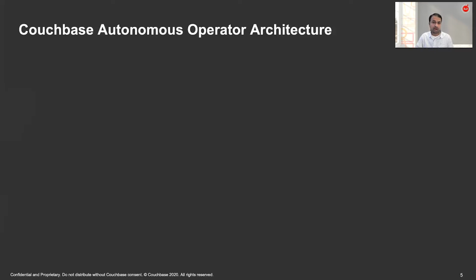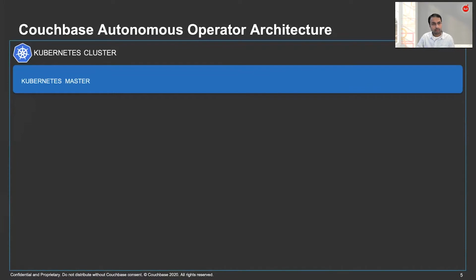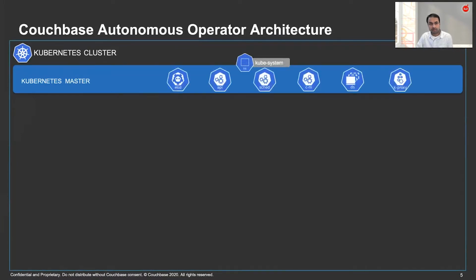Couchbase Autonomous Operator architecture. As you can see here, the primary and main component when it comes to the Kubernetes cluster is the Kubernetes master. The Kubernetes master is the main node responsible for managing the entire Kubernetes cluster. It handles the orchestration of the worker nodes. And you use kubectl, the CLI, to interact with the master node of Kubernetes. As you can see, it has three main components that are responsible for communication, scheduling, and controllers.